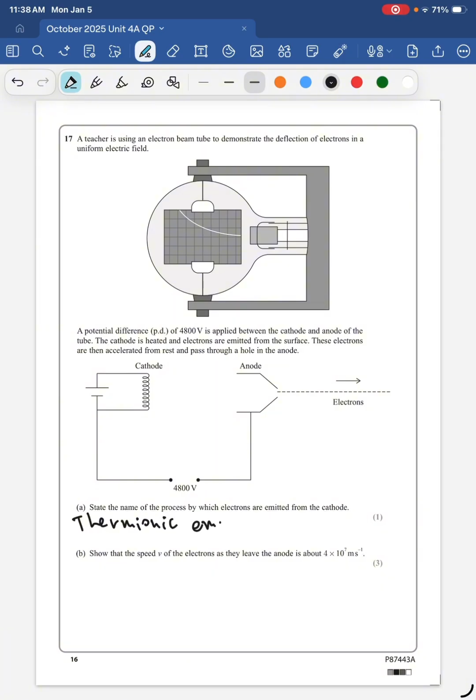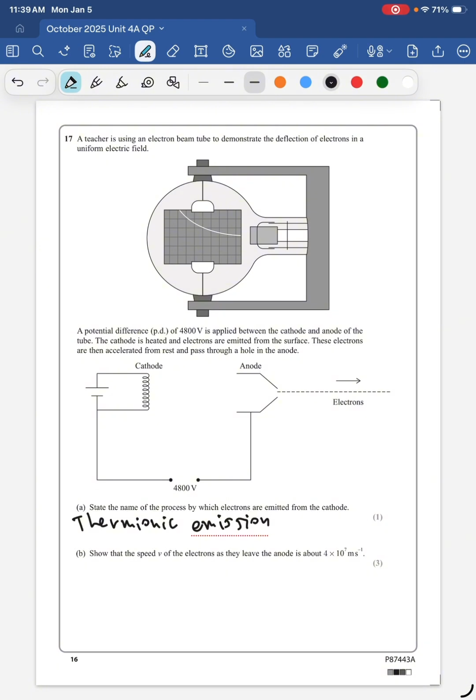Thermionic emission. And it's easy to remember. I mean, in A-level physics, they just give you problems related to thermionic emission. And in AS level physics, they give you problems related to the photoelectric effect. Okay, so it's easy to remember. All right. Part B: show that the speed v of the electrons as they leave the anode is about 4 times 10 to the 7 meters per second.